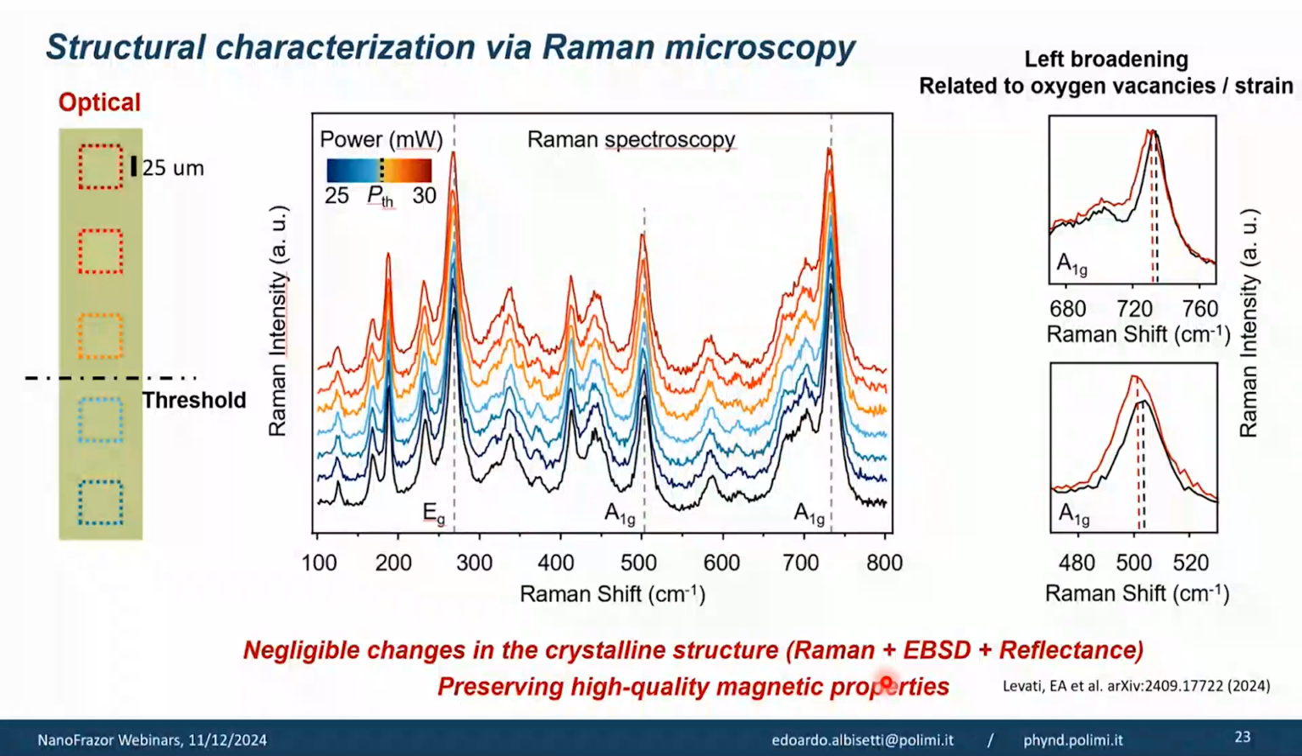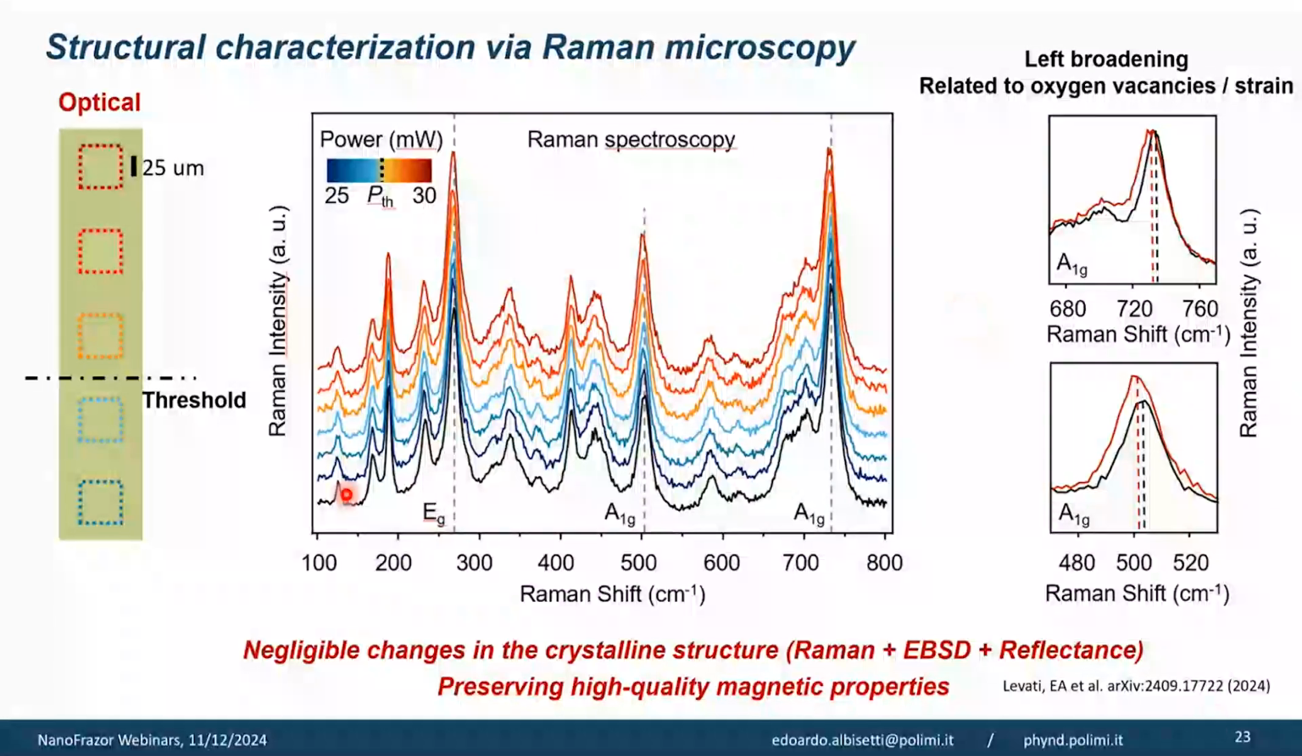And this was also confirmed by electron backscattering diffraction measurement that showed that the crystalline orientation of the irradiated material is identical to the one that was not irradiated. And also reflectance measurements show that something is happening only in the UV range, but almost nothing happens in the optical range, which means that the structure of the material is quite intact. The only thing that we observed was broadening towards the left of some of the peaks of IG that is compatible with the creation of oxygen vacancies and strain within the material.